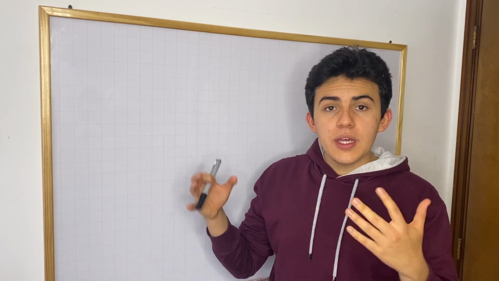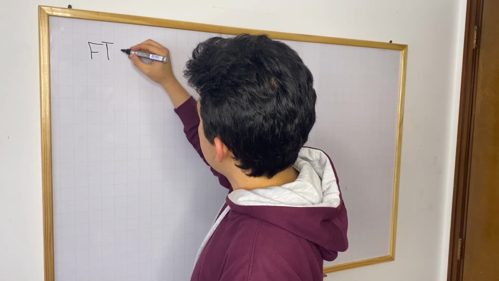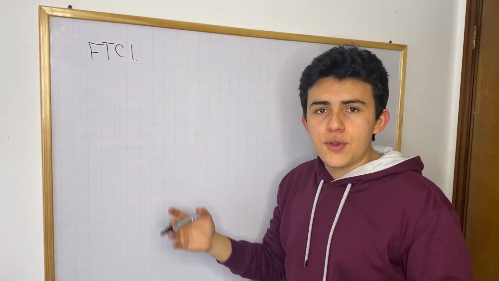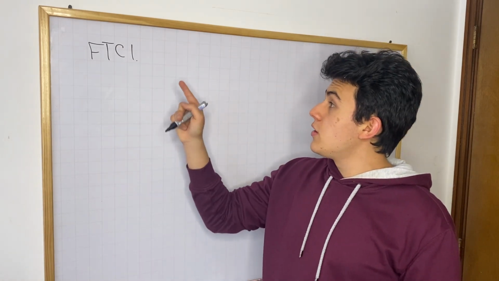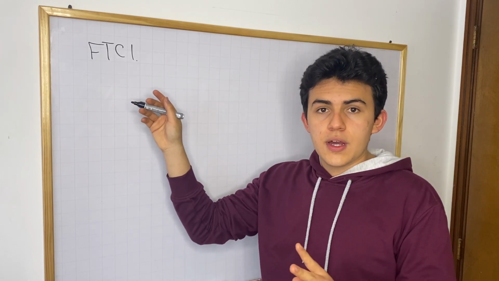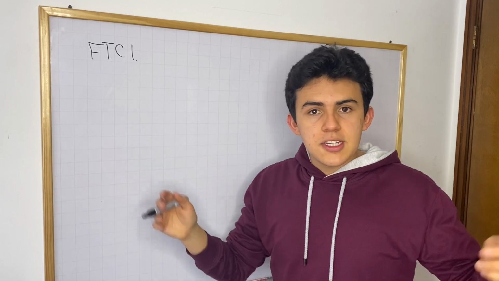So usually we abbreviate this theorem by writing FTC, okay? That is the first thing you need to know because it's kind of annoying to always say the Fundamental Theorem of Calculus. It's better to just say FTC, okay? Now we also write D1 because there are two fundamental theorems of calculus and we're going to go over the first one today. So yeah, let's begin.